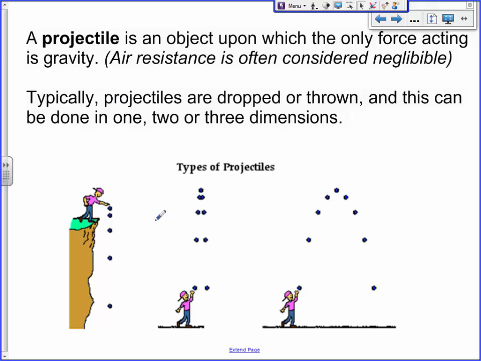So here's some example pictures then. You could just drop something straight down, and as it gets dropped straight down, it's going to keep speeding up, right? Acceleration is pulling it down faster and faster and faster. I could throw something straight up in the air, just straight up in the air. And so that's what this is supposed to represent. As I throw it up in the air, if it wasn't for gravity, it would just keep going up and up and up for forever, right?